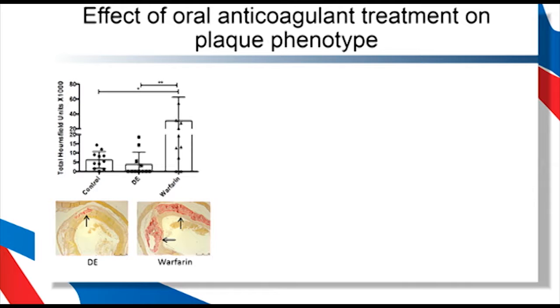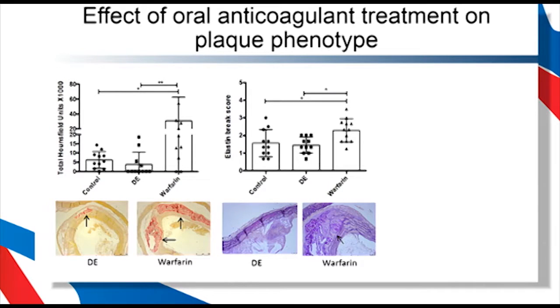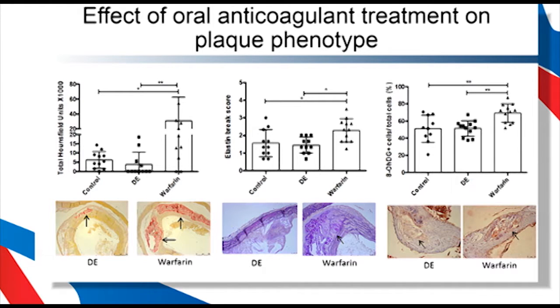We also confirmed this micro-CT data using alizarin red staining, which just stains the calcium deposits red in the aortic arches. But of course, we have more markers for plaque vulnerability, and one of these markers is the elastin breaks. And we can see that upon warfarin treatment, we also have an increase in elastin breaks in comparison to dabigatran etexilate treatment or control, and the same effect we actually see for oxidative stress in this plaque.